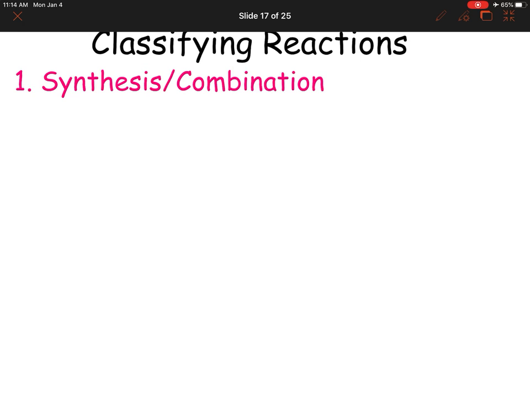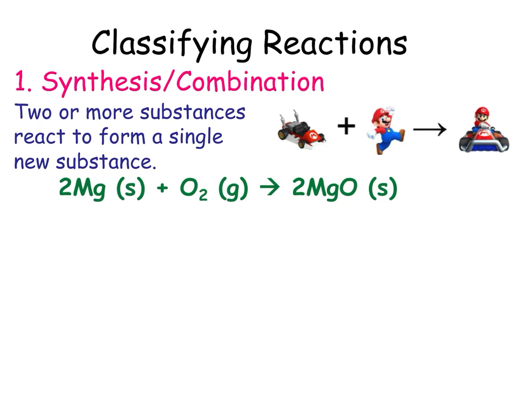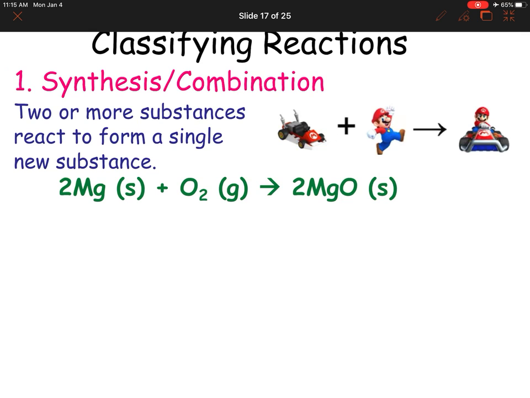And so the first kind of chemical reaction we have is called a synthesis reaction, sometimes known as a combination reaction. This is when two or more substances react and form a single new substance. So I've got this little diagram for you, our friend Mario. We've got his cart and Mario himself coming together to form a synthesis. So something like this would be called the synthesis reaction. Magnesium plus oxygen producing magnesium oxide. Notice it's balanced with coefficients. Notice we have phases. Okay, that's good.